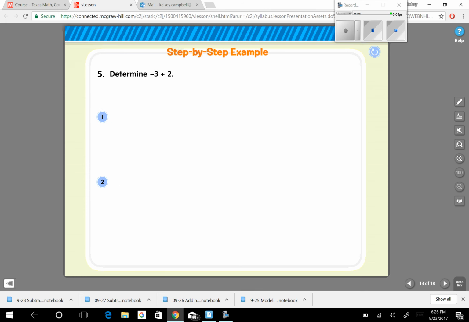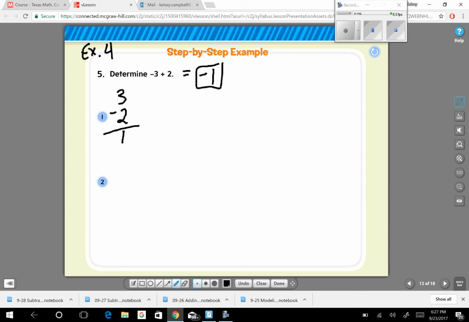Next example, negative 3 plus 2. So this is example 4. Negative 3 plus 2. They have different signs, so we're going to take their difference. So 3 minus 2. 3 minus 2 is 1. And now we decide, is it a positive 1 or a negative 1? 3 versus 2. 3 is bigger, so our answer is going to take whatever sign that has, and it's negative. So this is a negative 1.